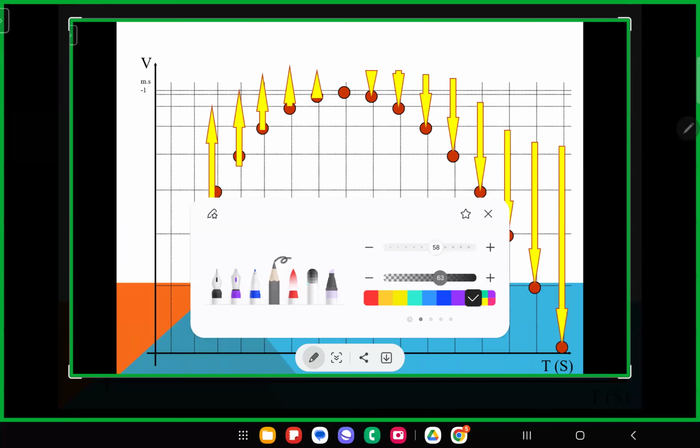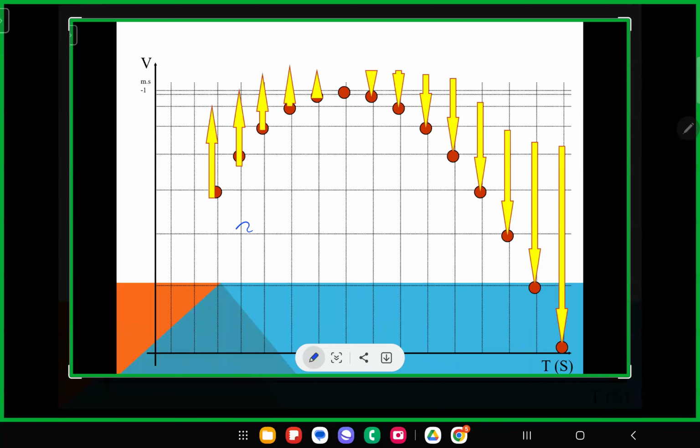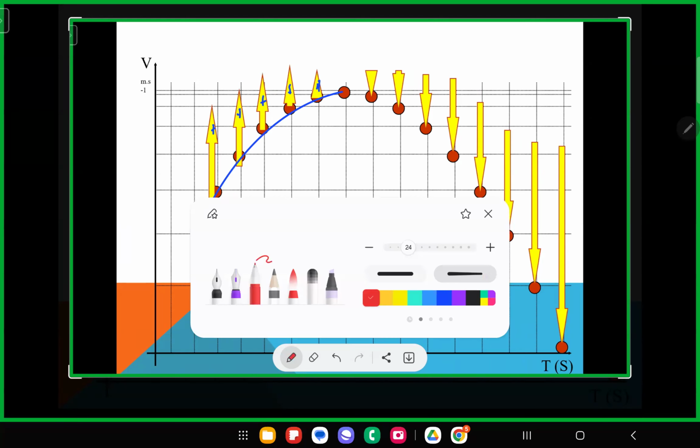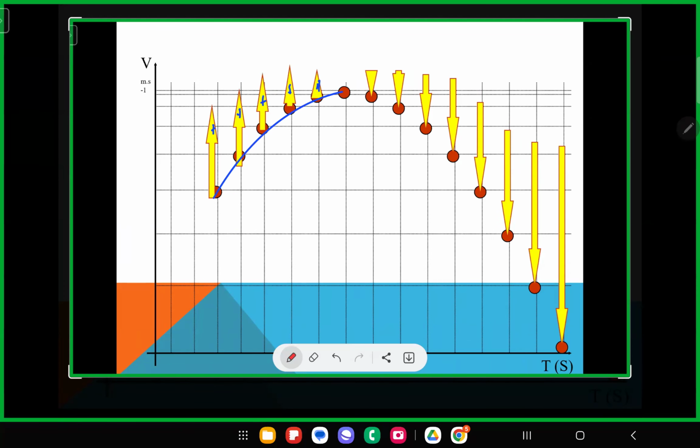So I don't want to use a pencil. I want to use my pen. As it goes up into the air, the velocities are all positive and decreasing to 0. When it comes downwards, the velocities are all negative and it's increasing up to the point it reaches the ground.